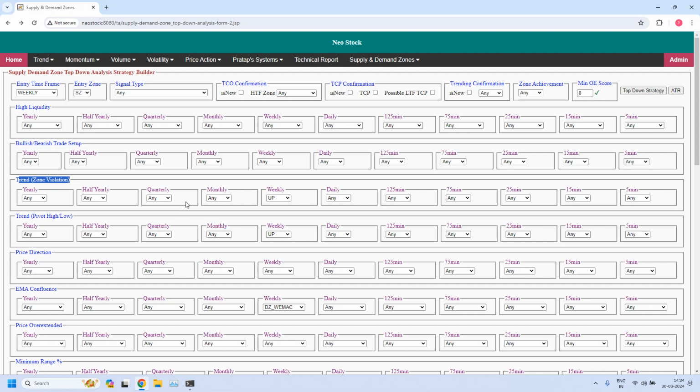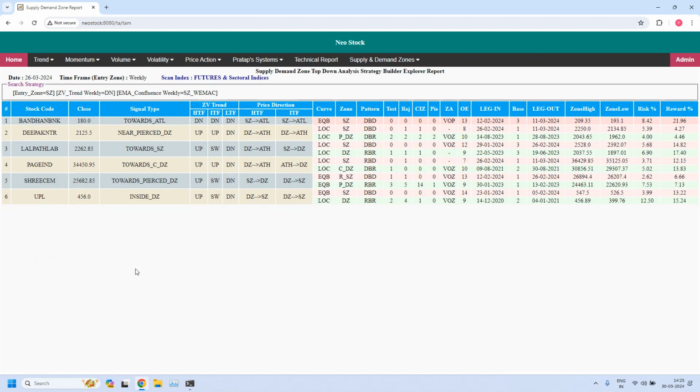and in trend, zone violation trend, I am selecting down, and pivot high low we will select if the list is more. For the time being, let me keep any trend. We don't bother about this. That means we are not setting this trend. Currently we are setting this filter. Zone violation is down, and in EMA confluence weekly time frame, instead of demand zone weekly EMA confluence, now I am selecting supply zone weekly EMA confluence. So how many supply zones are having weekly EMA confluence, and also the trend should be downtrend? We got only 6 stocks.